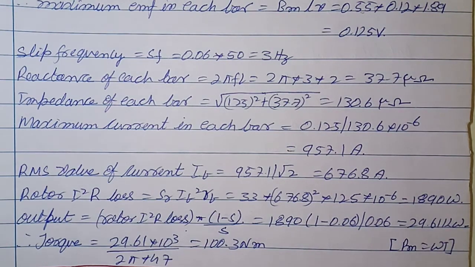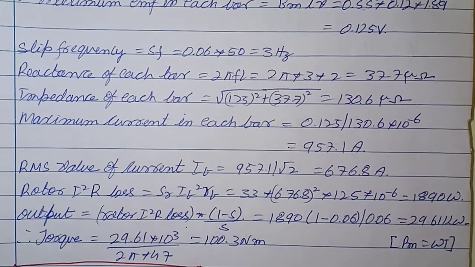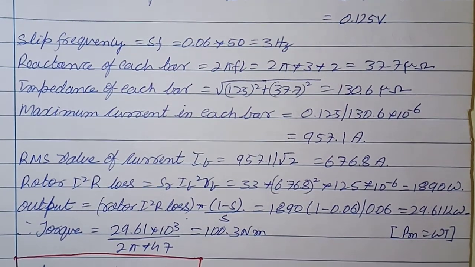So the rotor I square R losses are equal to SR IB square RB, which is equal to 33 into 676.8 square into 125 micro ohm, which comes to 1890 watt.